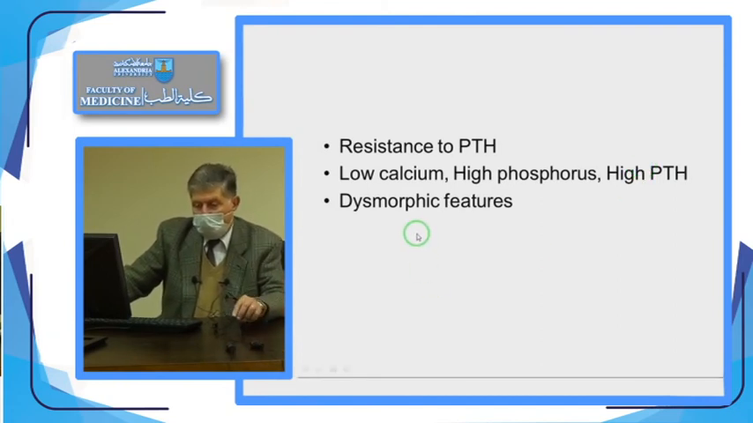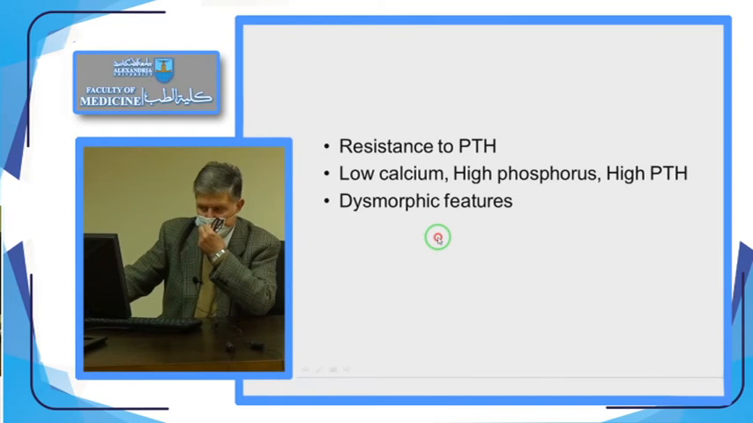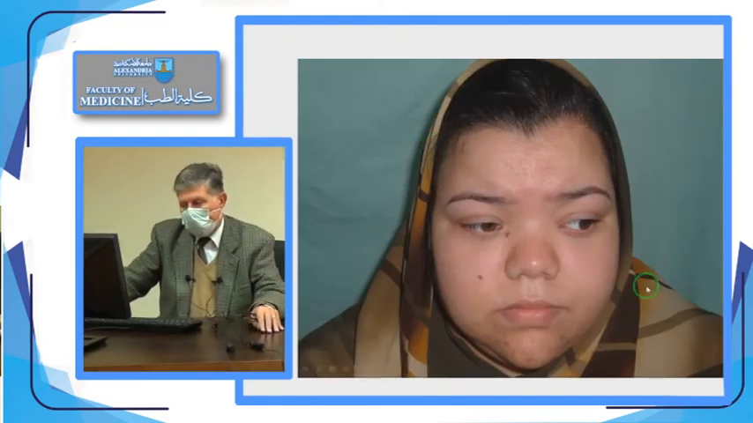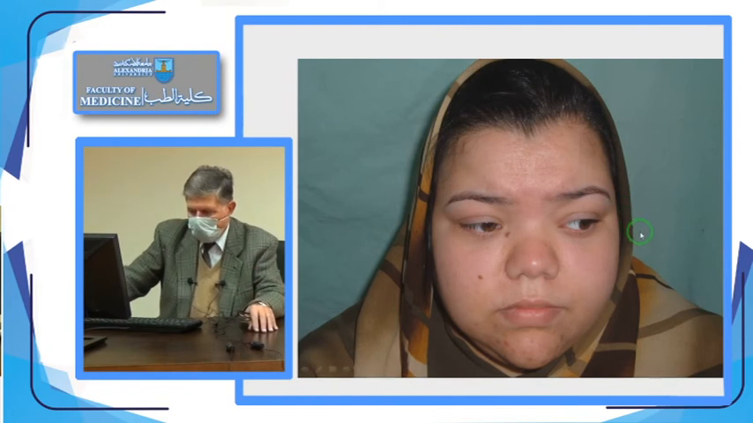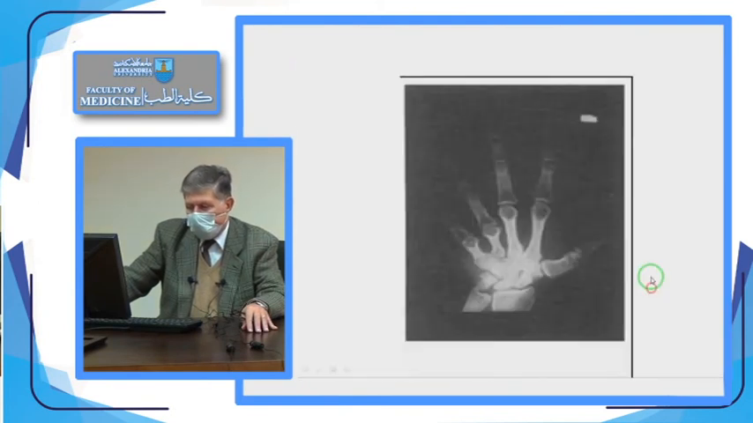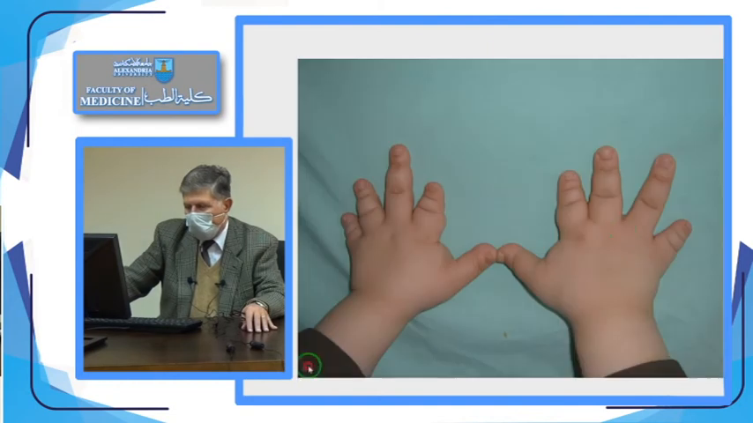Patients with pseudo-hypopara, they can have dysmorphic features, like one of our patients, they are short in stature, rounded face, submentality, and with premature cataract. And the typical features, they have got the fourth and fifth metacarpals. They are short. That's why the fingers are short with absent knuckles, particularly the fifth and the fourth.